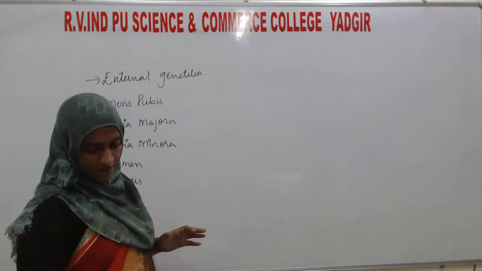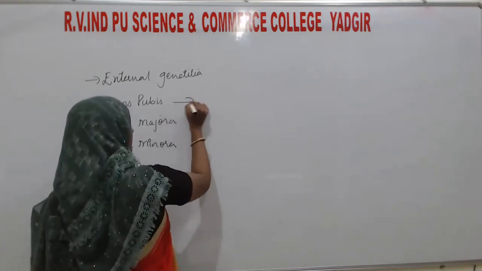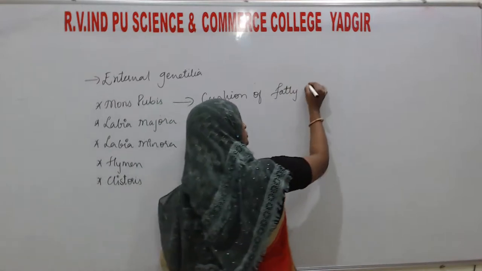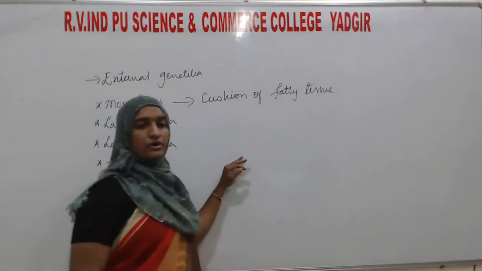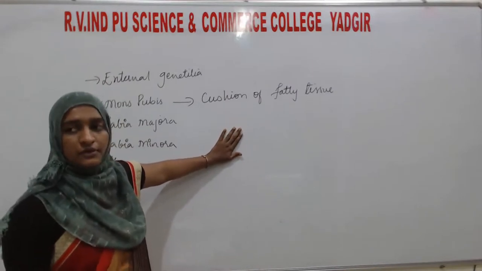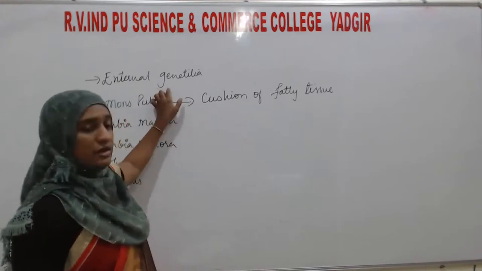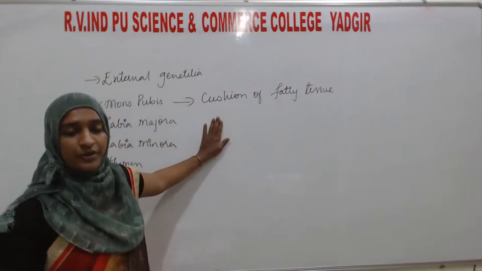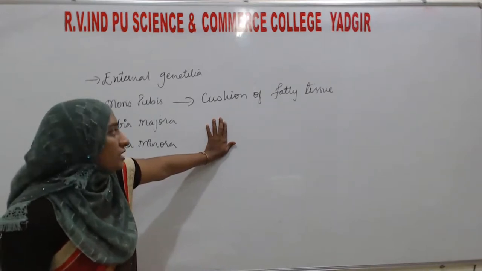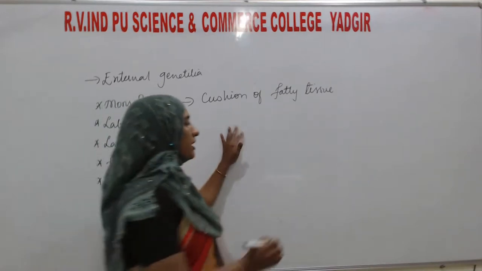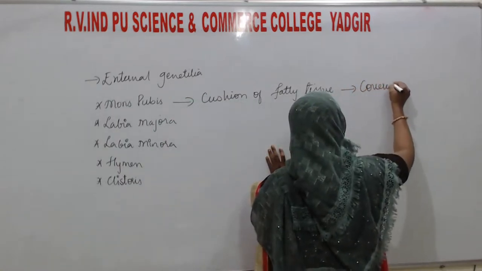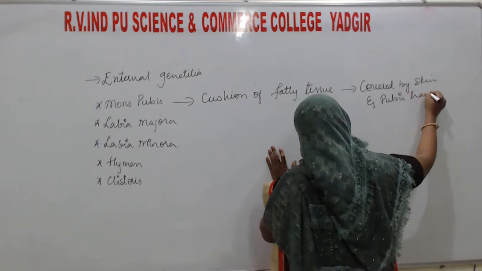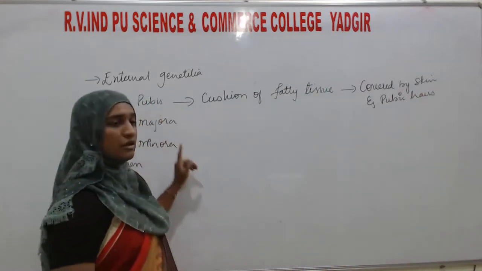Mons pubis is a cushion of fatty tissue. Outside the pelvic region, the vagina opens by certain external parts, so we call it the external genitalia. The first one, the mons pubis, is the outermost part of the external genitalia. It is a cushion of fatty tissue covered by skin and pubic hair. Whatever pubic hair is there, that is on the mons pubis.